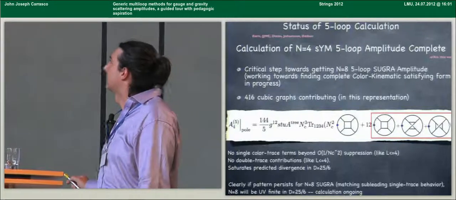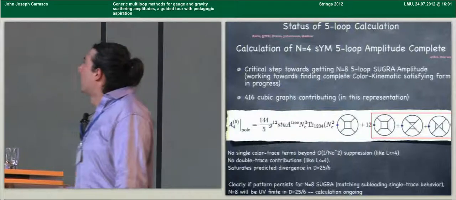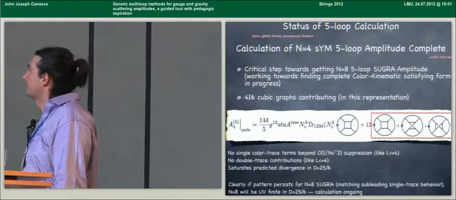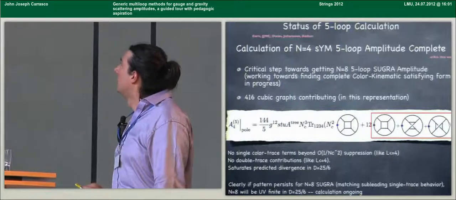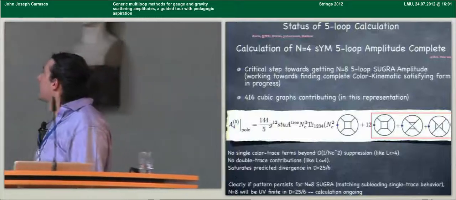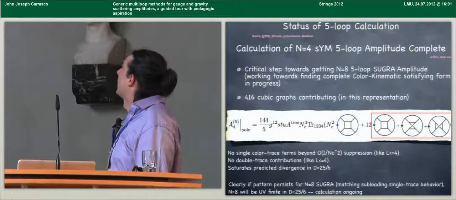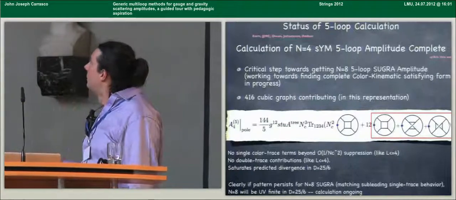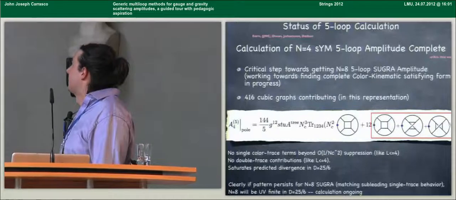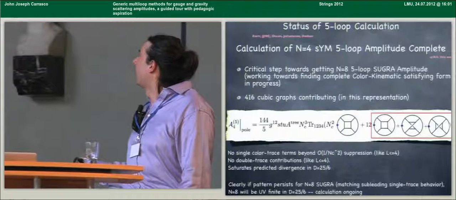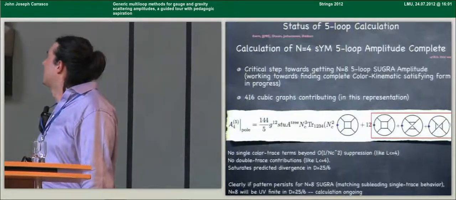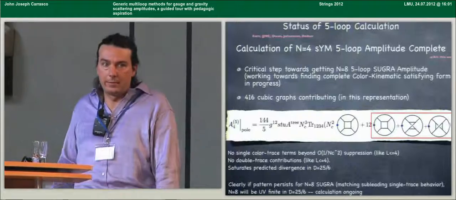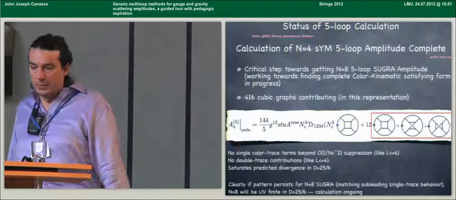In this representation, we have 416 cubic graphs, and we're able to find the ultraviolet pole in the predicted critical dimension of 24/5. And again, no double trace terms, and no single color trace terms beyond the 1/Nc² suppression, just like L less than or equal to 4. And so this is it. Obviously, if this pattern persisted with gravity having the same UV behavior as the subleading single color trace terms, then it would be finite, but we have no idea, and that's what we're going to go do. That's what we're calculating right now, going after n equals 8 supergravity.